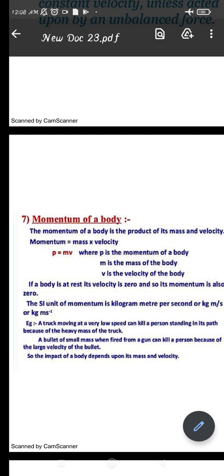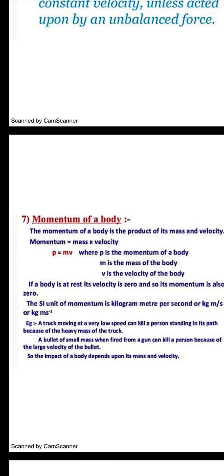Because if you throw a small body like a small ball, it will move with a high velocity. But when you take a large metallic ball with a large mass and try to throw it, you have to apply more force, and the velocity will decrease. So velocity is inversely proportional to mass, but momentum is directly proportional to mass.